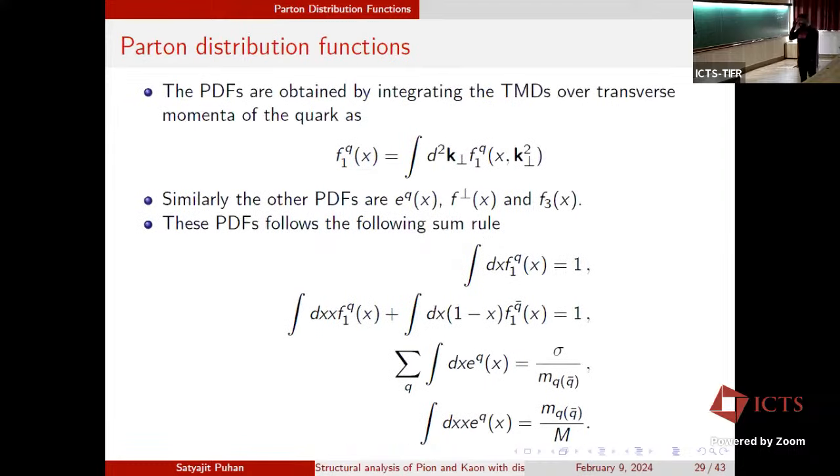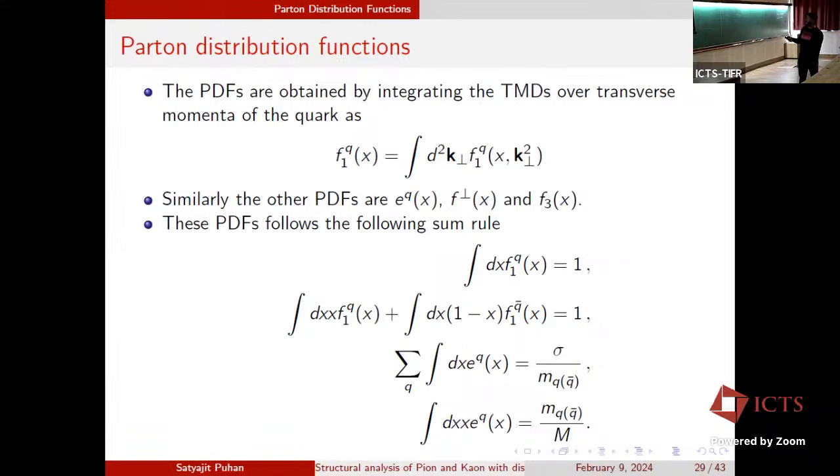Then I have calculated the parton distribution functions by integrating the TMDs over the transverse momenta of the quark. For leading twist TMDs, it is F1Q, and for subleading, it is EQ x and F perp x, while the twist-4 one I have done just for academic purpose, nothing else.